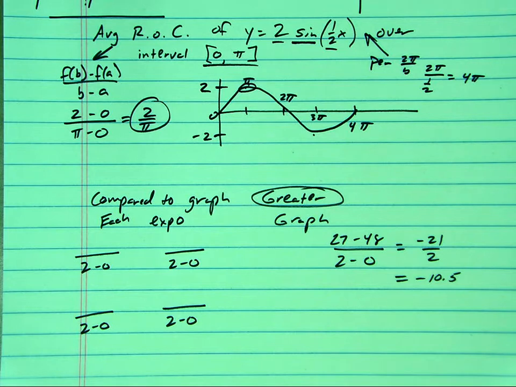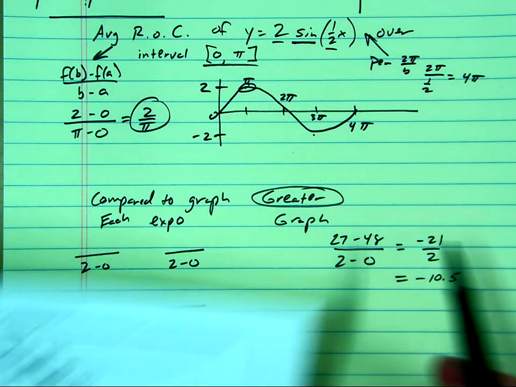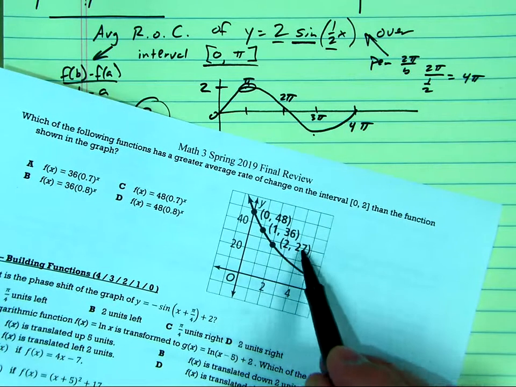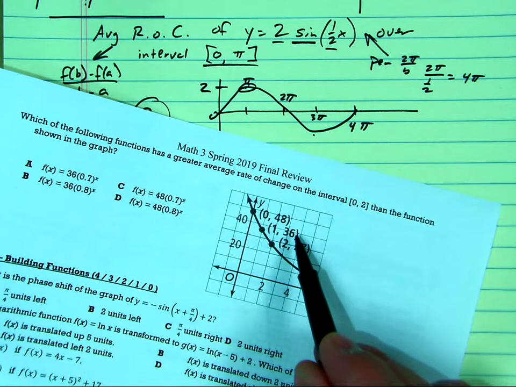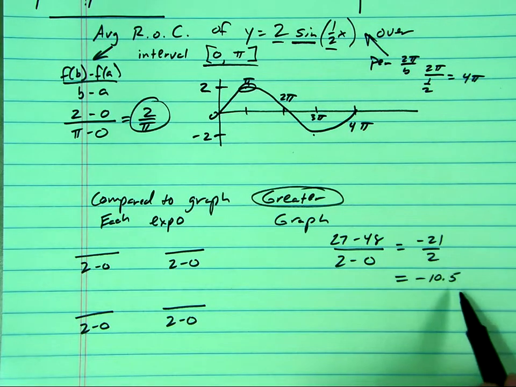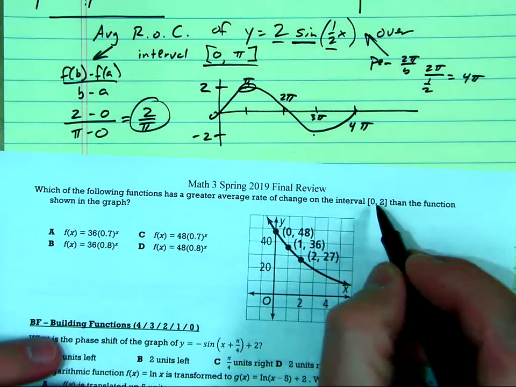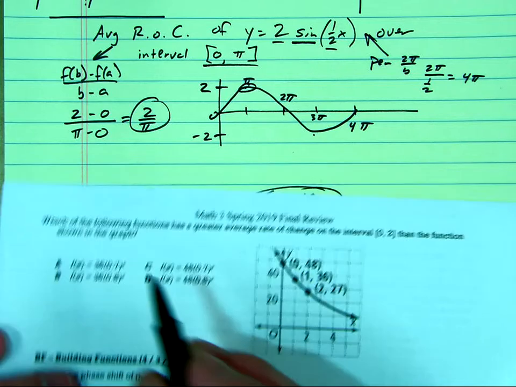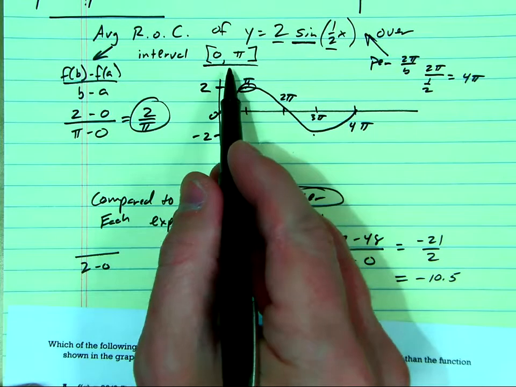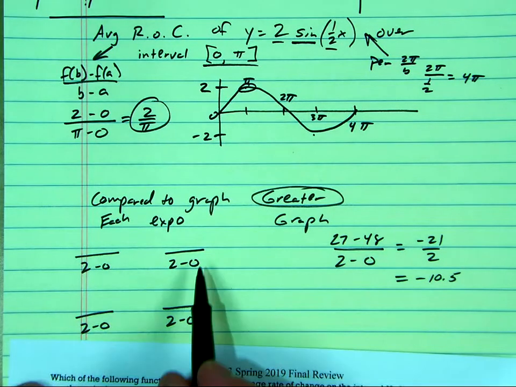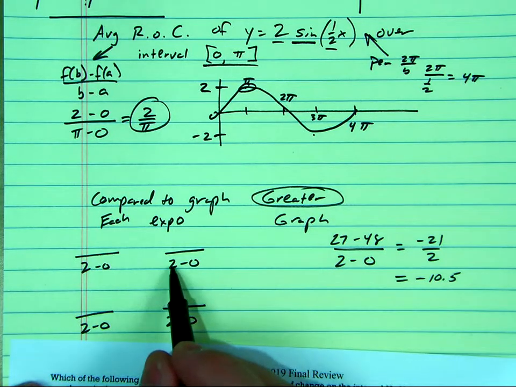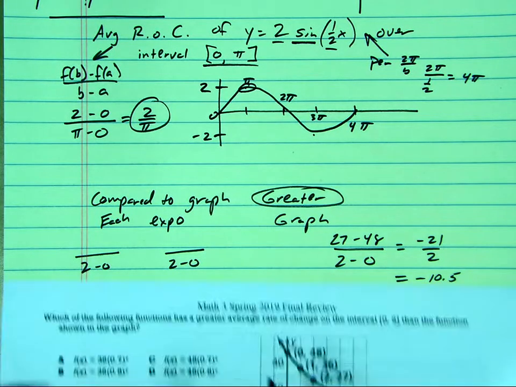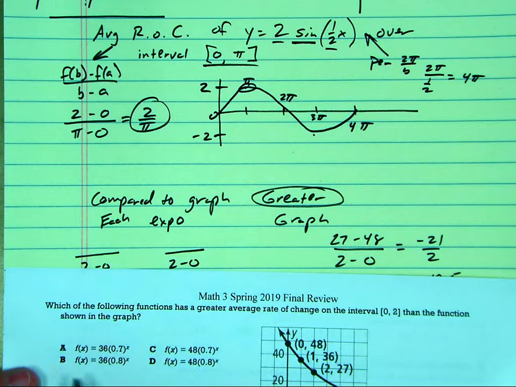Again, I already calculated the average rate of change from this graph from 0 to 2, so it's 27 minus 48 right there. So we have negative 21 over 2, which is negative 10.5. But now what we have to do over this same interval is plug this into each one of these equations and find out what the average rate of change is. Again, when you're given the interval, put that in for the bottom of your denominator, it's going to be the same. So all we have to do is plug 2 in with our calculator into each of these formulas and figure out what the numbers are.